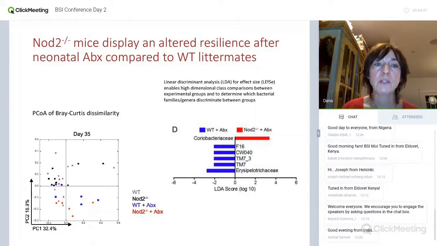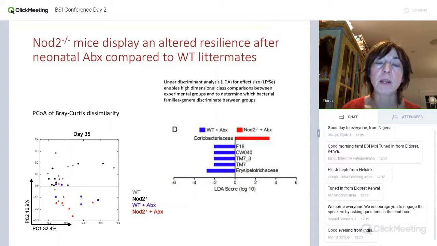Then we wanted to understand which organisms in the microbiota reflect that dissimilarity among the groups. The way we do that is using another statistical analysis called the LEfSe analysis.